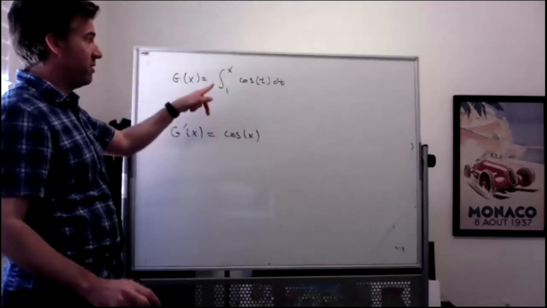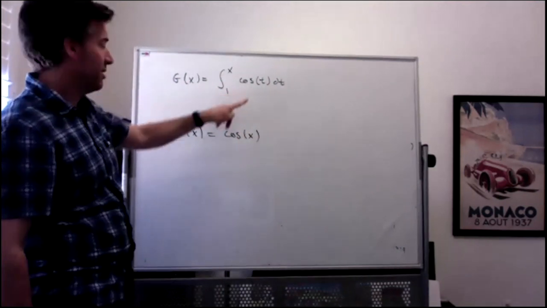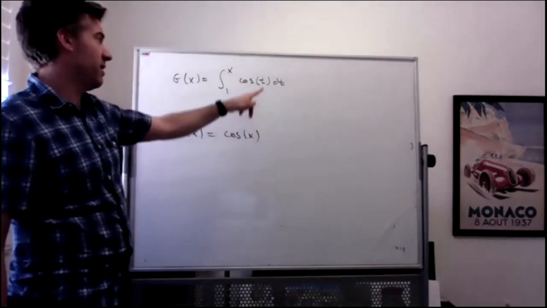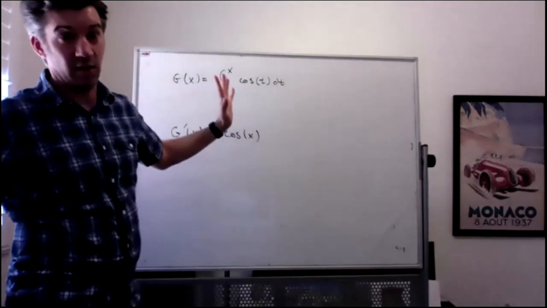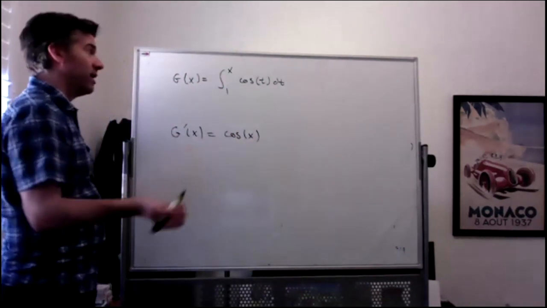The derivative of this integral of this function is just that function. It just happens to have a different variable. Instead of t, we're going to get x. That's it. That's all we're doing. So here's why this happens.